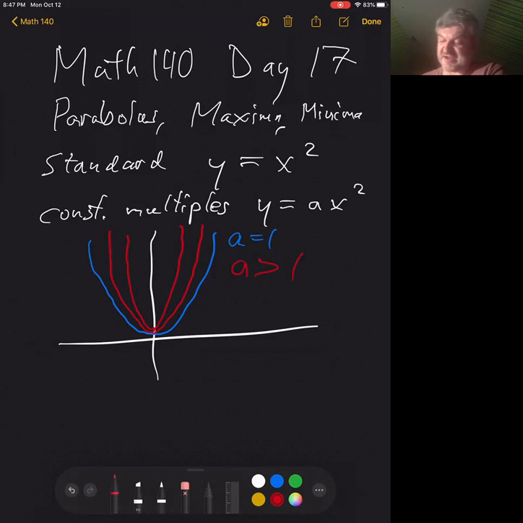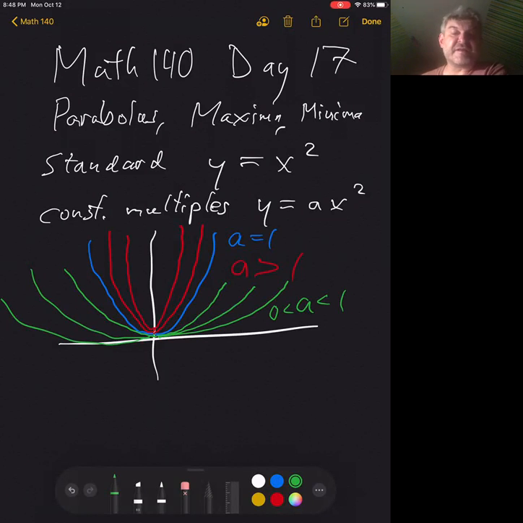Next, let's choose the number a between 0 and 1. It has to be greater than 0, but less than 1. Then we'll get something that grows less fast, so it goes like that. Or even just like that, or very slowly. And it still has that mirror symmetry. And all of these are for a greater than 0, but less than 1.